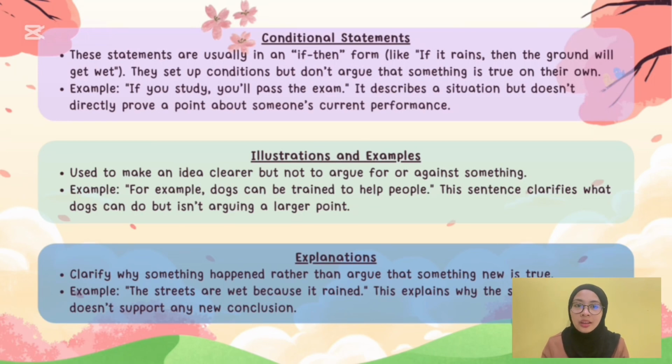Okay, the last thing that is not considered a premise is explanations. Explanations clarify why something happened rather than argue that something new is true. For example, the streets are wet because it rained. This explains why the streets are wet, but doesn't support any new conclusion. It simply tells us the reason the streets are wet. It doesn't try to make any new point or convince us of anything else.